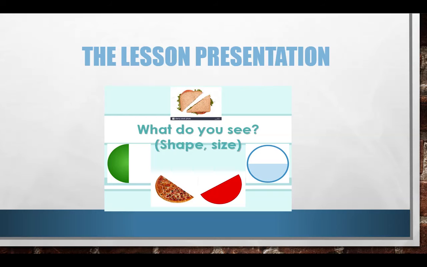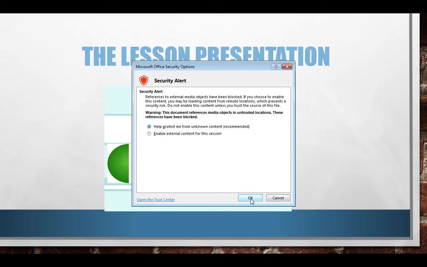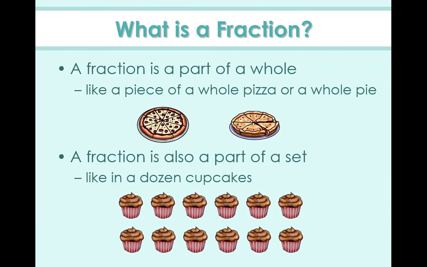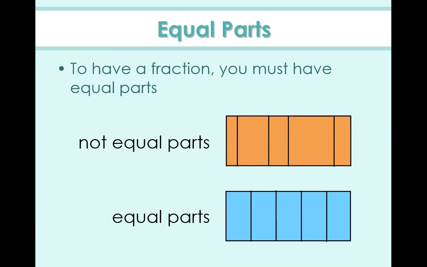This is the lesson presentation. These are just a few slides to look at. The teacher will show the first slide as what you see. The students will see half a pizza, half a circle, half a sandwich, and that's when the teacher starts talking about fractions. So what are fractions? A fraction is a part of a whole. It has to be equal parts in order for it to be a fraction.